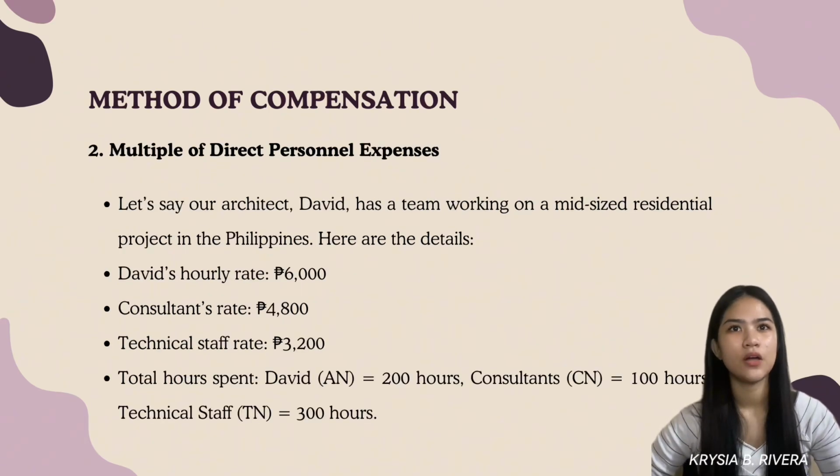Next is the multiple of direct personal expenses. Let's say Architect David has a team working on a mid-sized residential project in the Philippines. The details: David's hourly rate is 6,000. Consultant's rate is 4,800. The technical staff rate is 3,200. The total hours spent by David, the architect, is equal to 200 hours. The consultants, 100 hours. And technical staff, 300 hours.